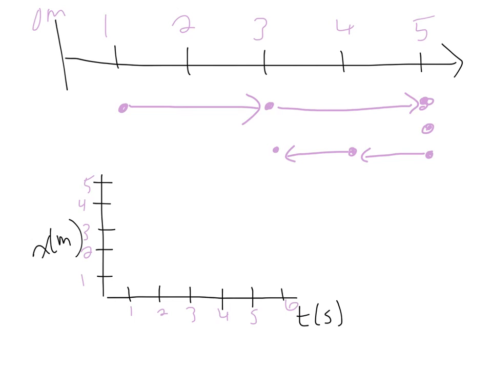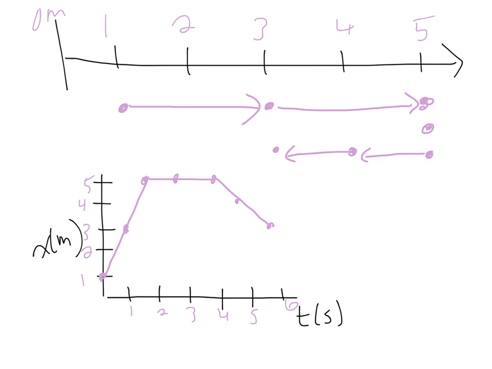So from the motion map, we know 0 seconds, we are at 1 meter. So 0, 1. At 1 second, we are at 3 meters. At 2 seconds, we are at 5 meters. 3 seconds, we're at 5 meters. 4 seconds, we're at 5 meters. 5 seconds, we've moved to 4 meters. And 6 seconds, we move to 3 meters. If I connect my dots, my position time graph would look like this, telling me the exact same thing that the motion map does.